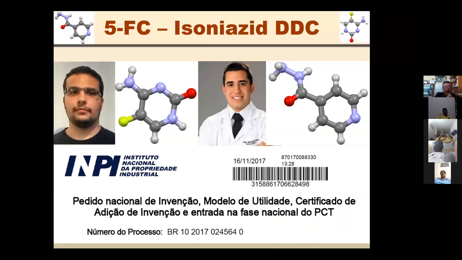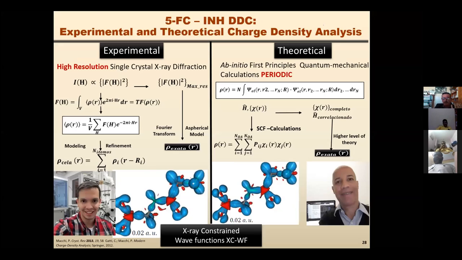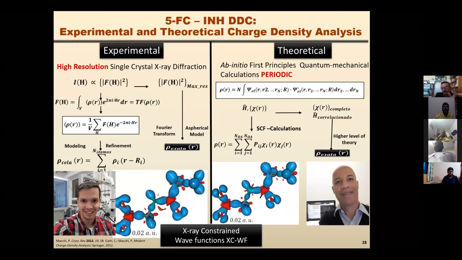Moving a little bit further, we're also trying to get a little bit more information. To do so, you have to go to what is called charge density analysis. That means that in order to see how these interactions occur, how these changes in the intermolecular interactions are a result of the charge density.